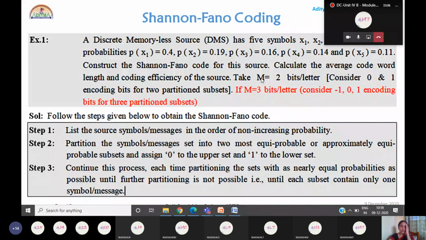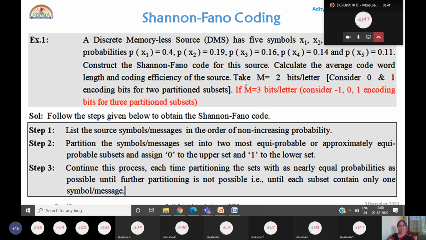So what you need to do? You are given 5 probability values. You need to construct the encoding process using Shannon Fano code. Calculate the average code word length, which is represented with capital L. And coding efficiency is represented with the variable eta. Please remember these particular variable terms. The same terms I have used for Shannon Fano and Huffman coding methods.